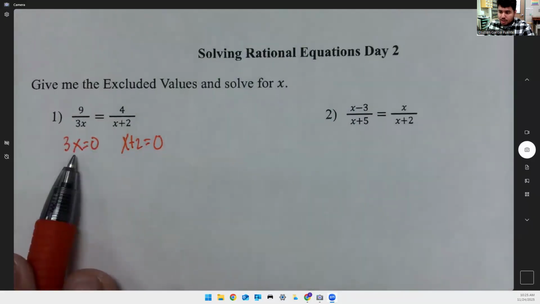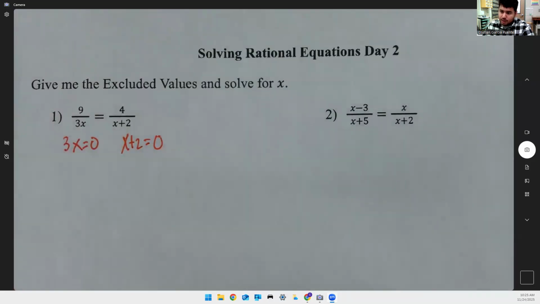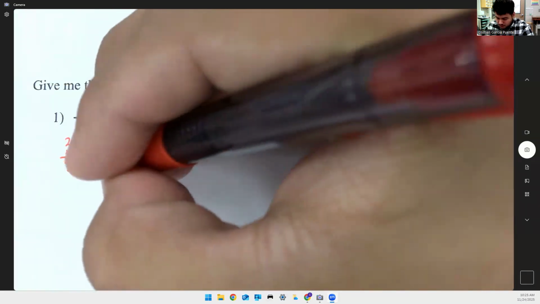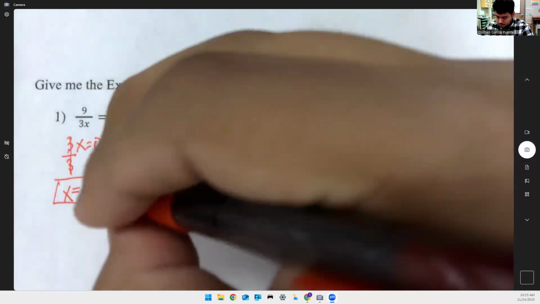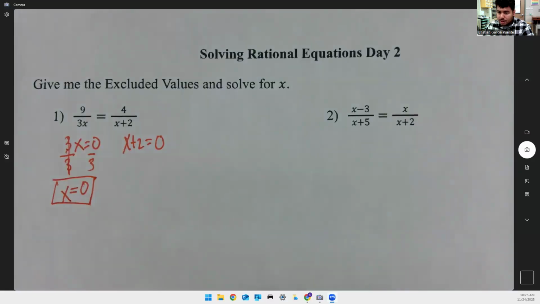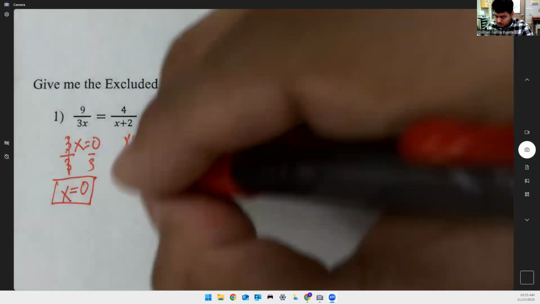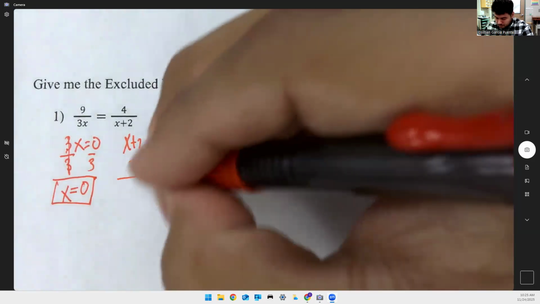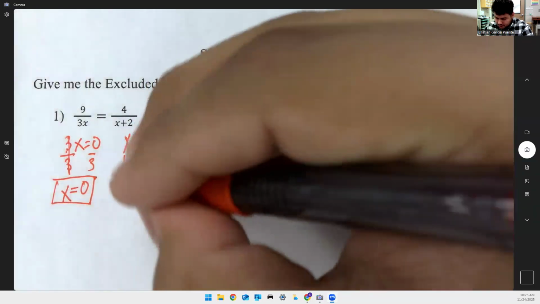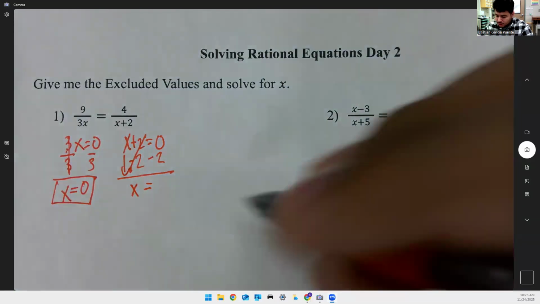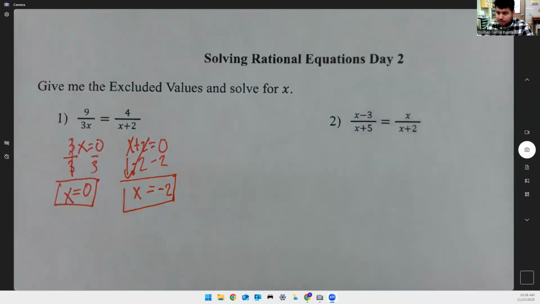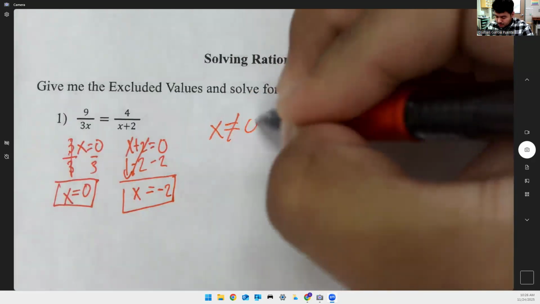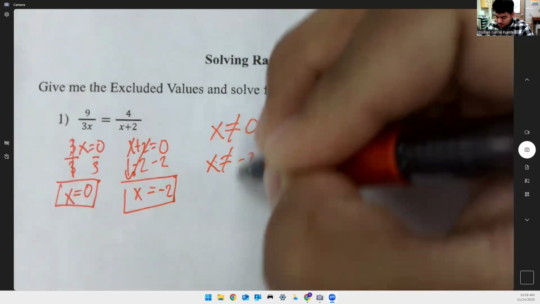So first step on the left, since you have 3 times x, the only way to get rid of the 3 is to divide by 3. So divide by 3 on both sides. So the 3's cancel, and you'll have 0 divided by 3, which is just 0. Now over here, solve for x again. How do you get rid of the plus 2? You subtract 2 on both sides. So the 2's cancel on the left, the x is going to drop, and 0 minus 2 is negative 2. And then your excluded values are the 0 and the negative 2. So x cannot be 0 and x cannot be negative 2.